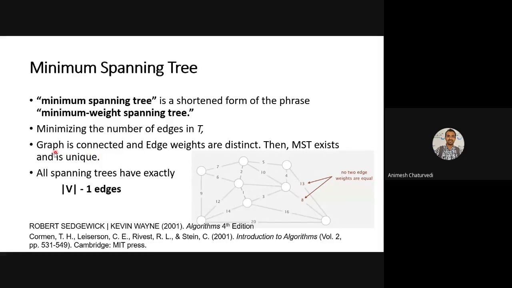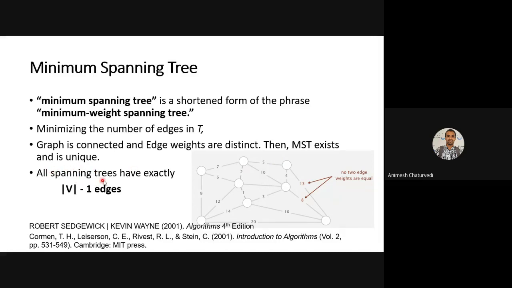There is another property: if the graph is connected and all the edges have distinct weights, meaning the graph is fully connected and different edges have different weights, then there is fundamentally one minimum spanning tree possible, and it has to be unique. That is, there must be a minimum spanning tree and it will be unique.